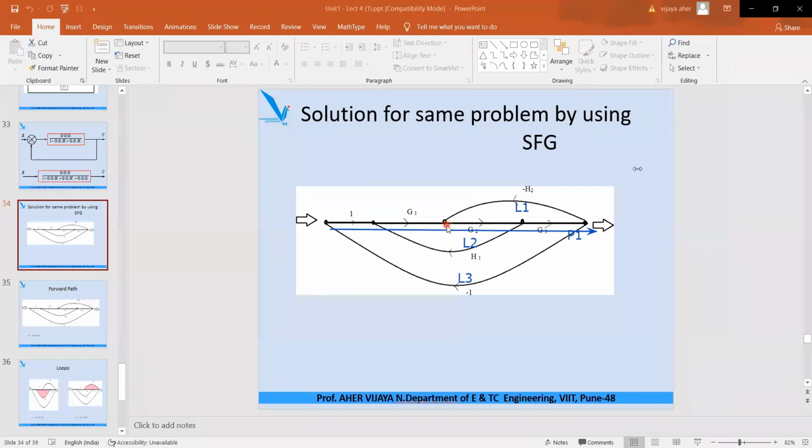Now observe the block diagram. So at this summing point, feedback signal is having minus sign. So that's why I have written this H2 with minus sign, right? Flow is in this direction. So L1 is equal to G2, G3 and H2 with minus sign. So L1 is equal to minus G2, G3, H2. Got it?